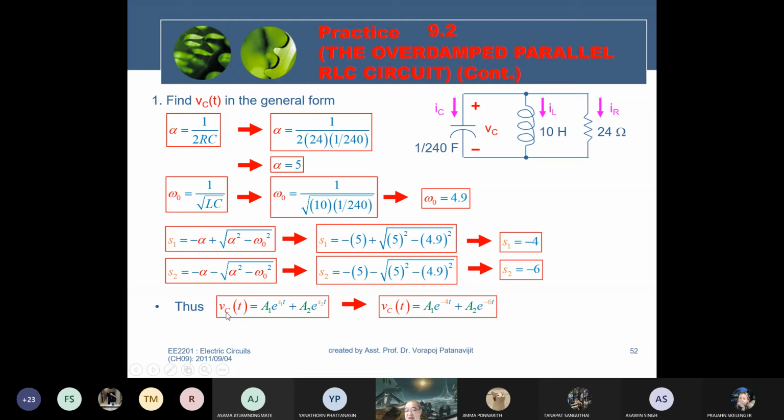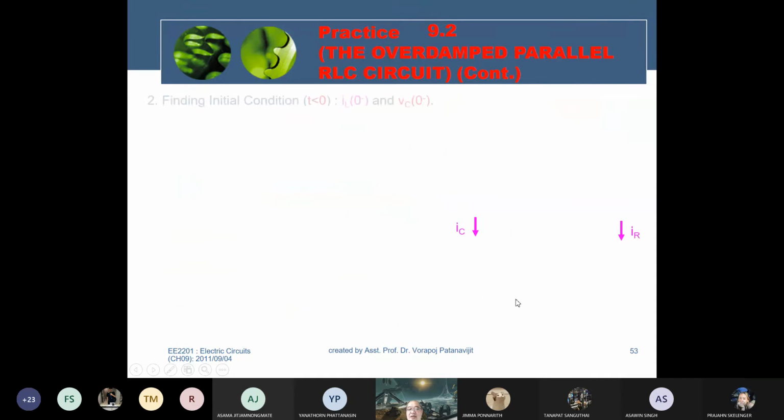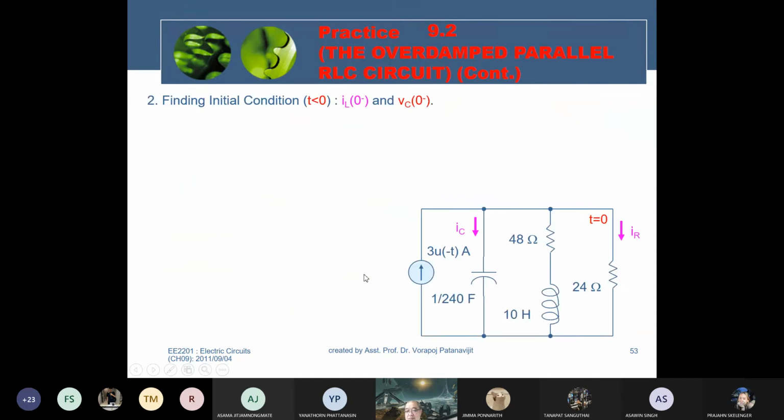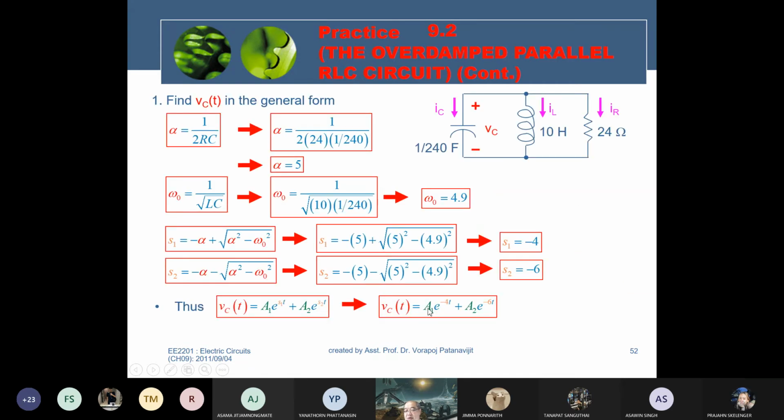The general form of the capacitance voltage will be A1 e^(S1 t) plus A2 e^(S2 t). Therefore, you substitute S1 and S2 in here, you get VC equal to A1 e^(-4t) plus A2 e^(-6t). Next, you must determine A1 and A2.